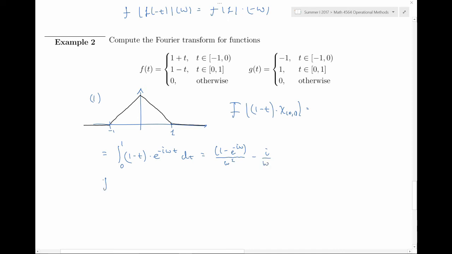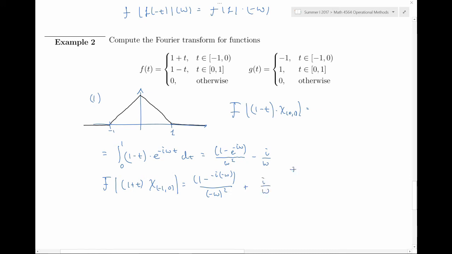For the Fourier transform of the function 1 plus t, evaluated in terms of t from minus 1 to 0, well, since it's a mirror image of the Fourier transform that I just did here, this is going to be the Fourier transform with the omega replaced by minus omega. So it's going to be 1 minus e to the i omega over minus omega squared plus i over omega.